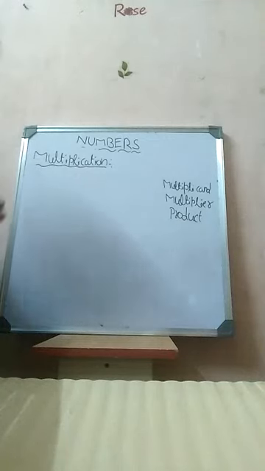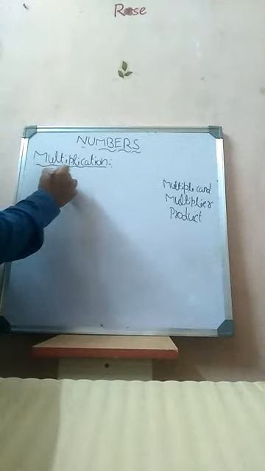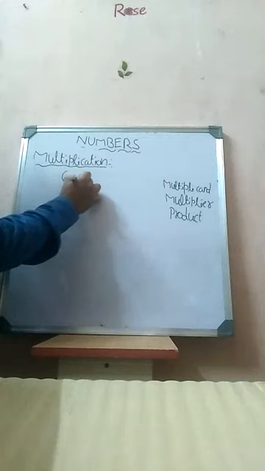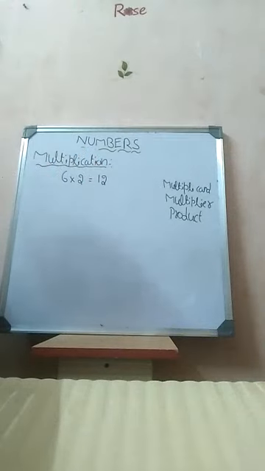Next, multiplication shown on number line. In multiplication, we have to remember three names. That means 6 into 2 is equal to 12. 6 2s are 12, we know.